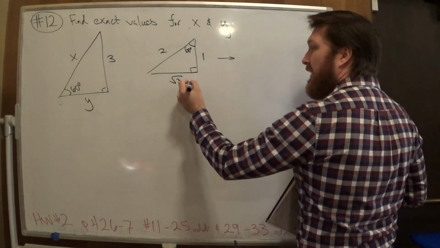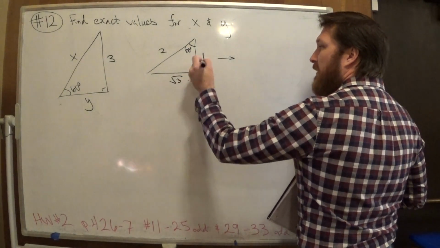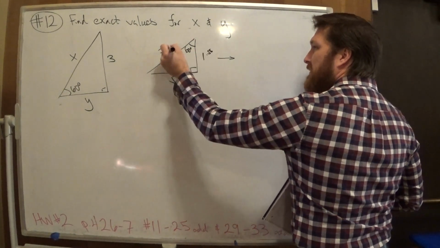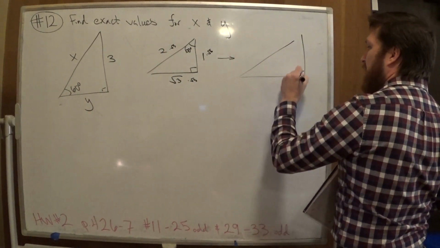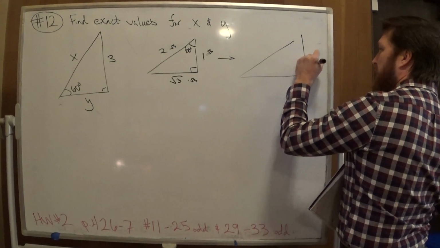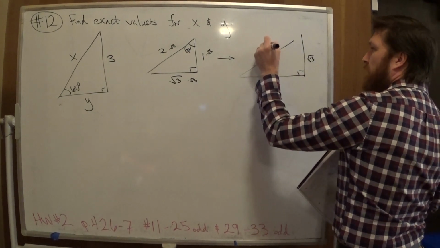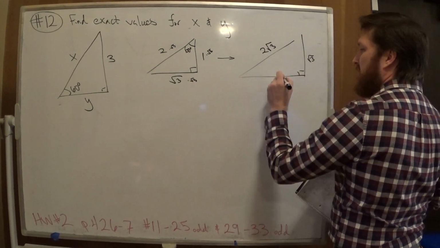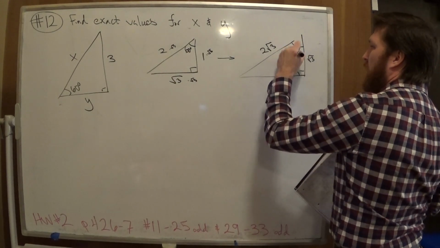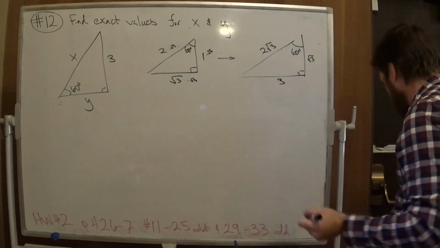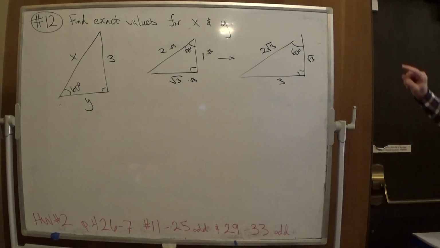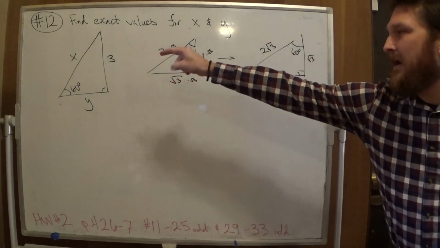And so I'm going to go ahead and do that. I'm going to multiply that by root 3. I'm going to multiply that by root 3. I'm going to multiply that by root 3 to obtain my triangle here, which is root 3, 2 root 3, and 3. And now it's oriented differently, but you could see which is x and which is y. X is 2 root 3, the hypotenuse. There you go. That's how I would probably do it.